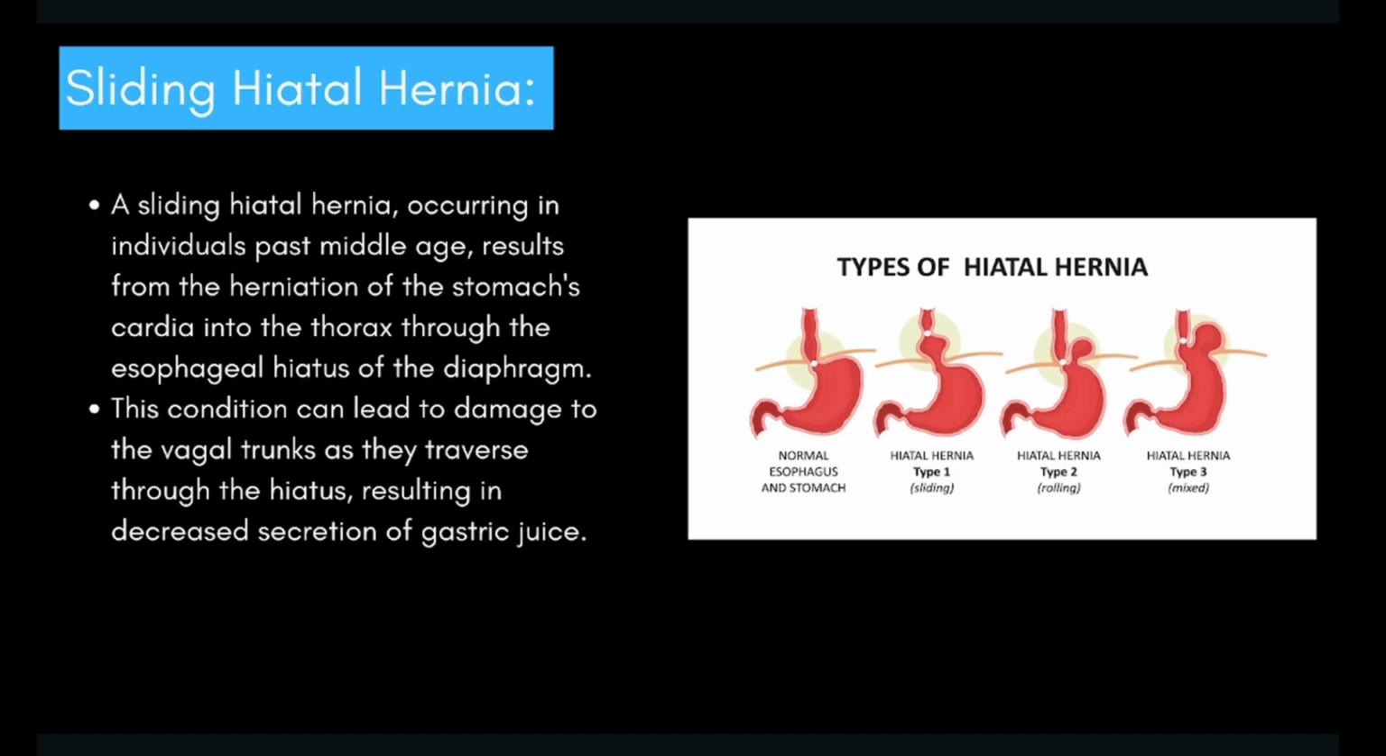So we have a normal esophagus and stomach, then we have a type 1 hiatal hernia, which is known as the sliding hiatal hernia. Then we have the type 2 hiatal hernia, known as the rolling hiatal hernia. Then the type 3 hiatal hernia, known as the mixed hiatal hernia. All right, that should do it for content. Let's go ahead and take a look at some questions. I know you guys love them.